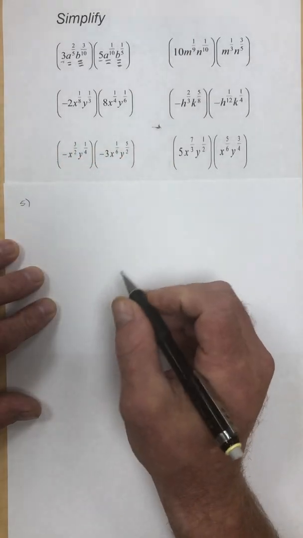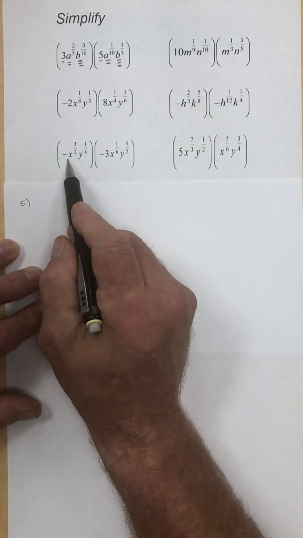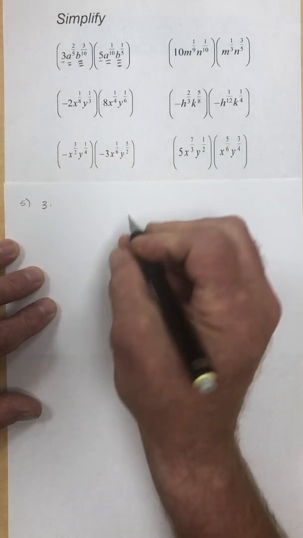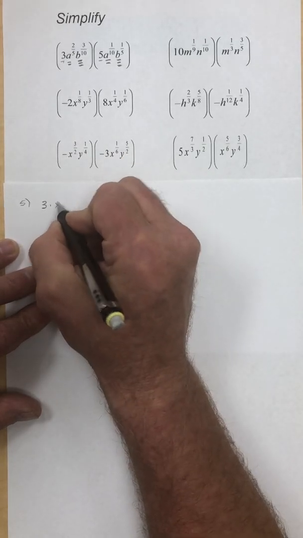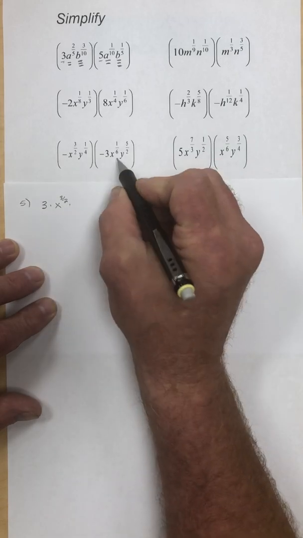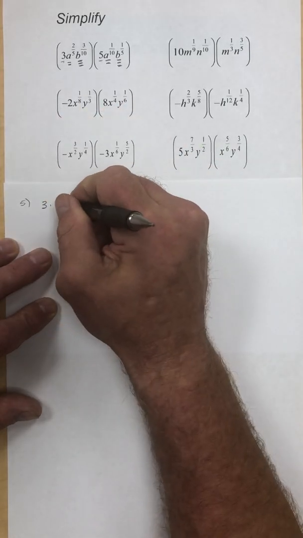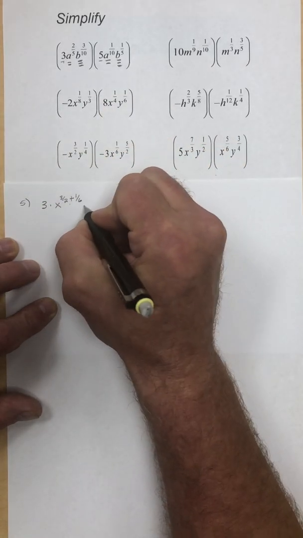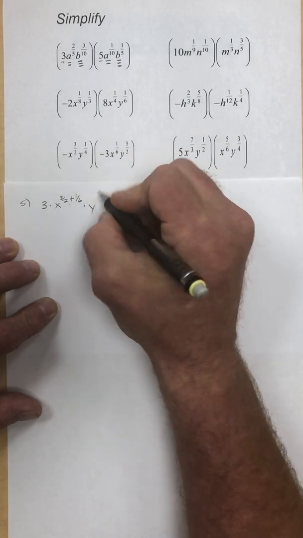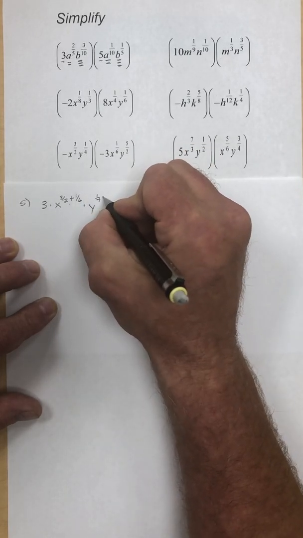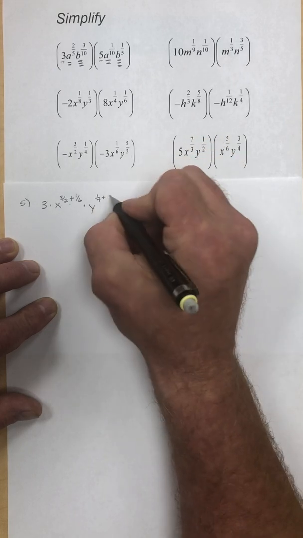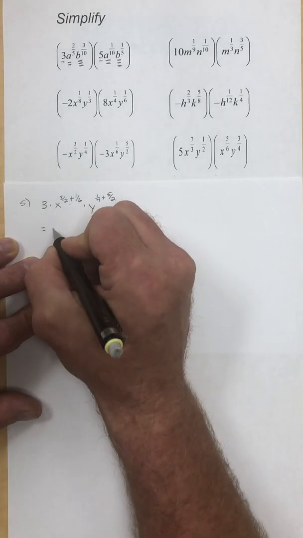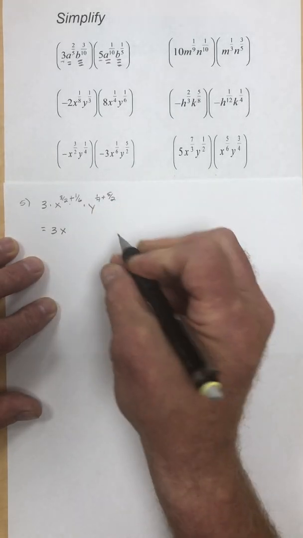Again, I would multiply coefficient times coefficient, so -1 times -3 is just 3. And then I have x to the 3/2 times x to the 1/6. So I could add the 3/2 and the 1/6. Times y, I have 1/4 times y to the 5/2, so I can add the 1/4 and the 5/2 like this. So we have 3x.